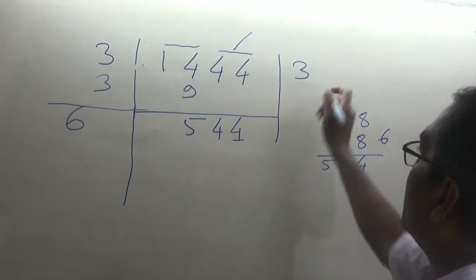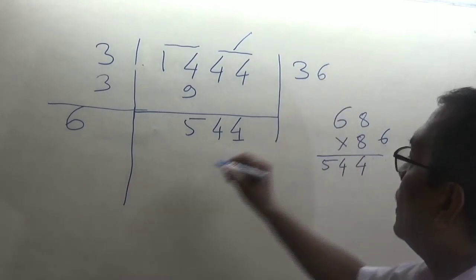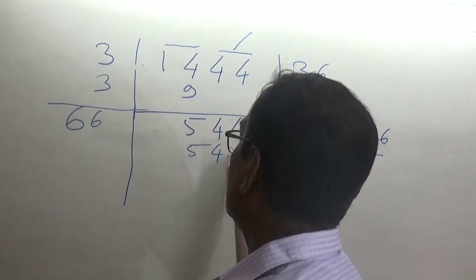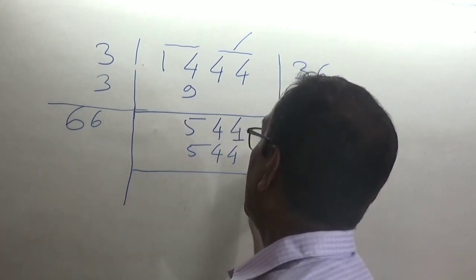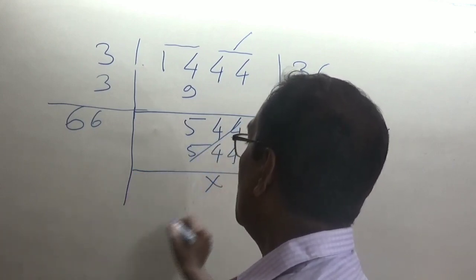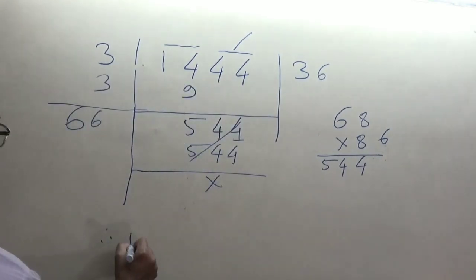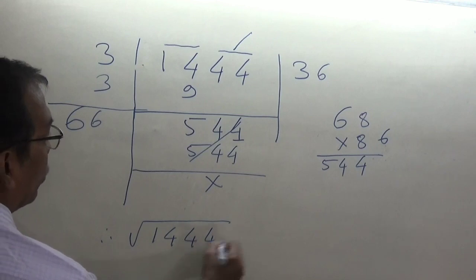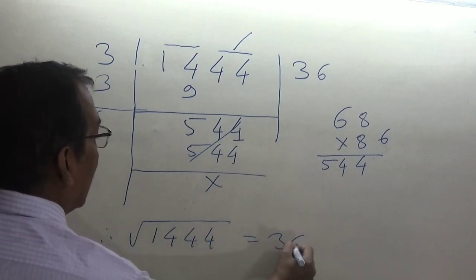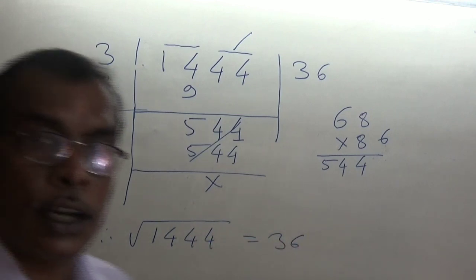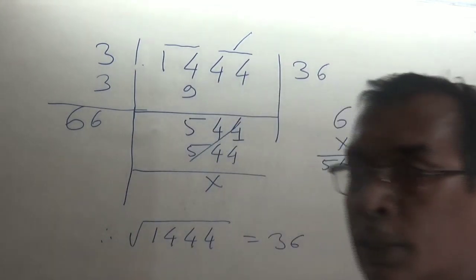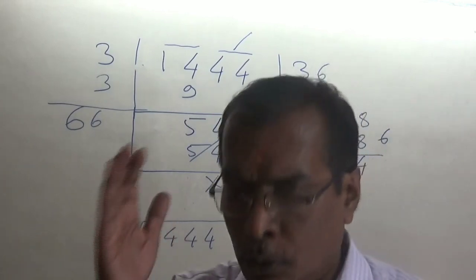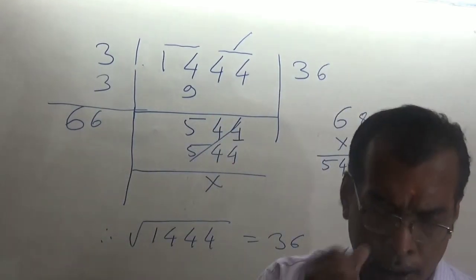So if it is matching, then write that 6 here, write that 6 here, and write this 54 here. And it is cancelling, nothing is left. So therefore, you can say the square root of 1,444 is equal to 36. If we multiply 36 twice, it will come as 1,444. I think it is clear. Yes, obviously with one question it will not be very clear.